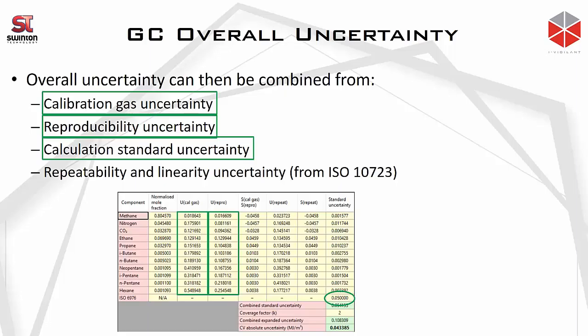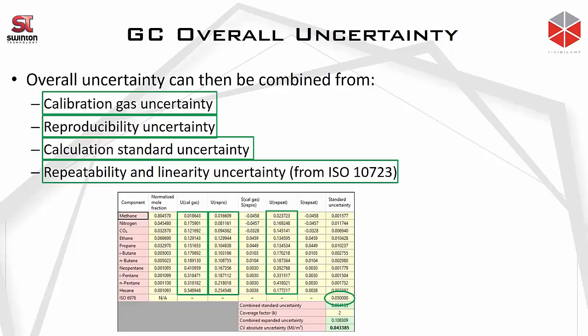So the other thing that we have is the repeatability and linearity uncertainty. Now this comes from the ISO 10723. For this sensitivity, we have two different tables of the sensitivity. Now the reason why this is the same is because we pretty much use the same exact component for the range, and that's why the sensitivity is the same, because it's using the same exact component.